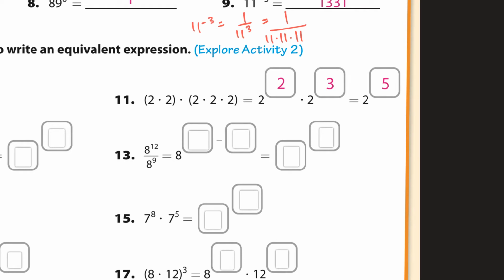And the easy thing that you can do is you can just add 2 and 3 is equal to 5. That's the multiplying by power rule. 2 to the second times 2 to the third is 2 to the fifth because you add your exponents.